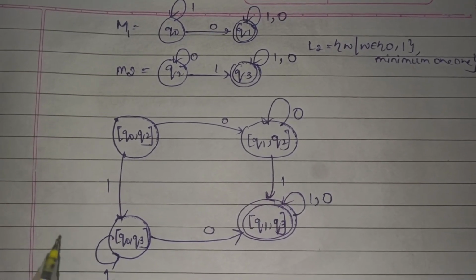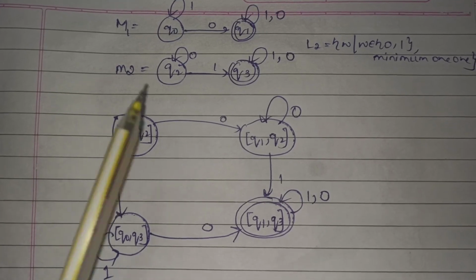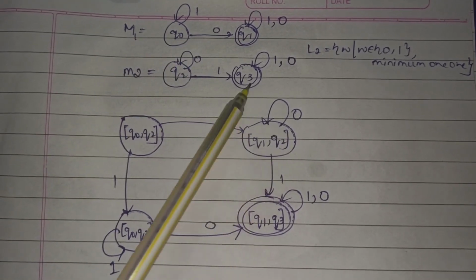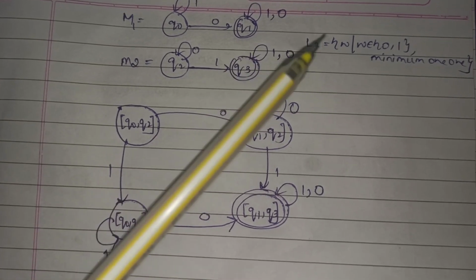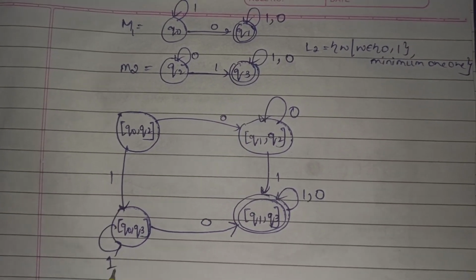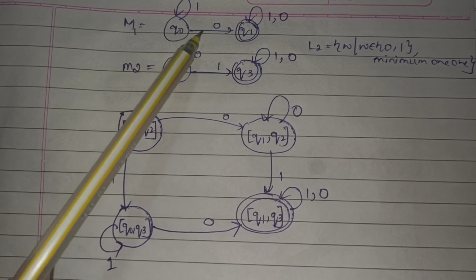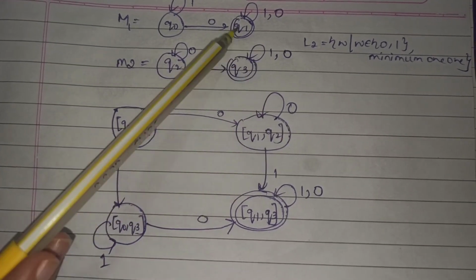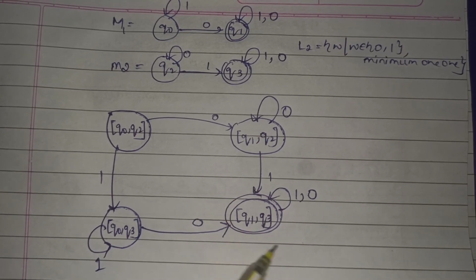Then you have Q0 Q3. For 1, Q0 stays in Q0 and Q3 stays in Q3, so you have one self loop. For 0, Q0 goes to Q1, and Q3 is Q3 only, so it will go to the Q1 Q3 state.